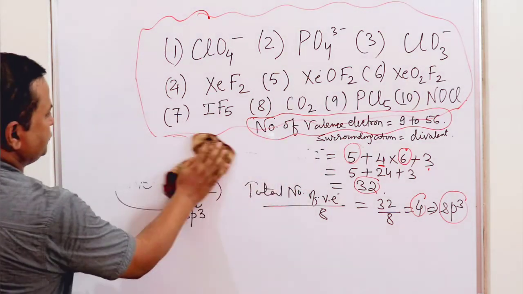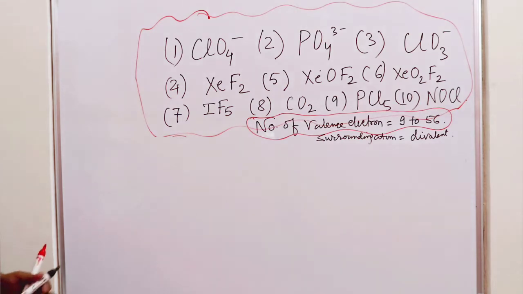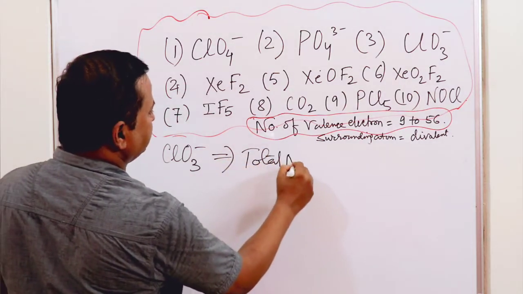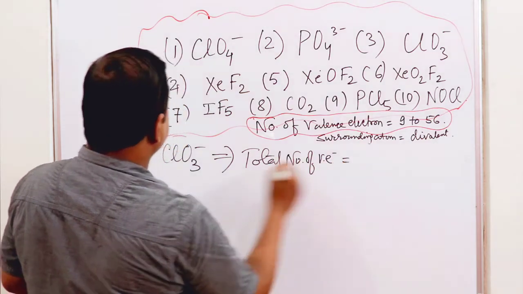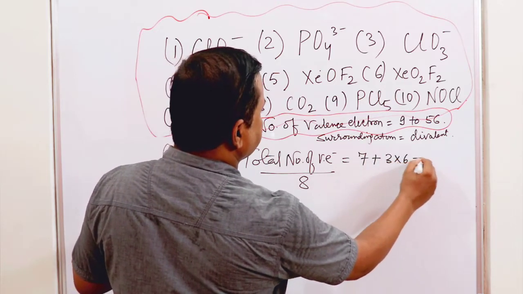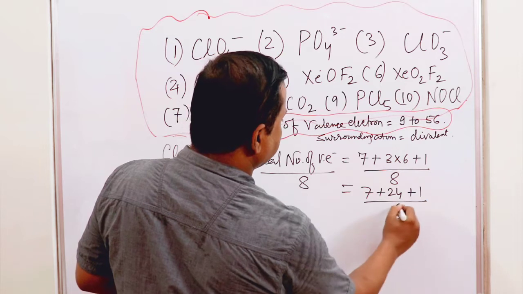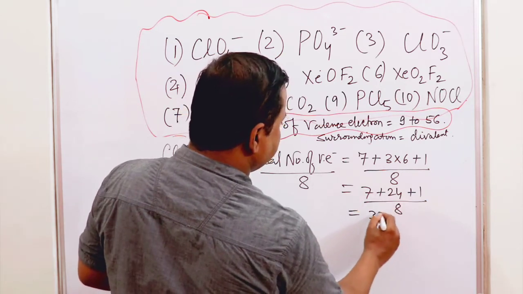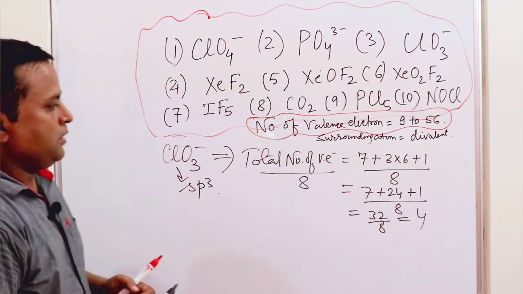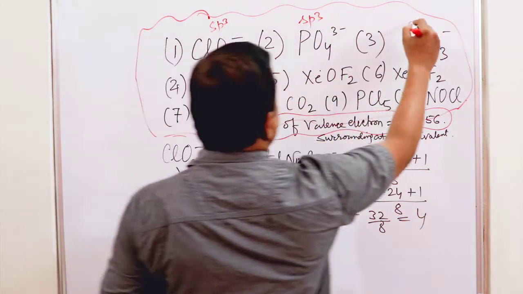Now let's move on to the next ion, that is ClO3 minus. So the total number of valence electrons, I will do it directly now, I won't do it in steps. Divided by 8, so chlorine 7 plus 3 into 6 plus 1, divided by 8. So 7 plus 18 plus 1 is 26, plus 6 gives 32 by 8, so 4. So this also has sp3. Let's write this, sp3.